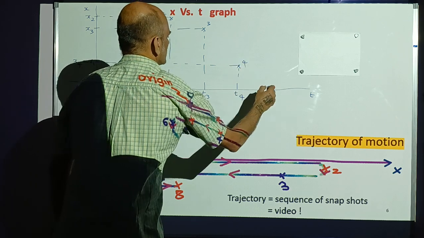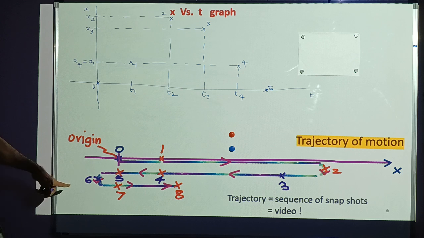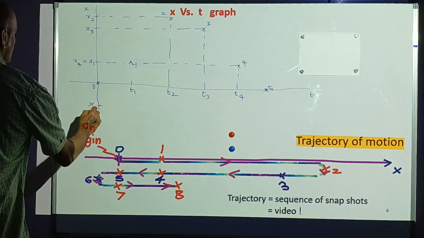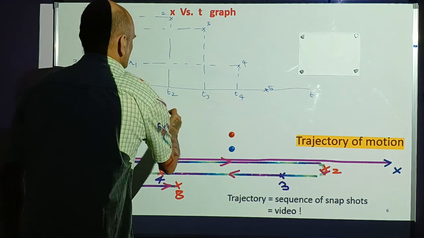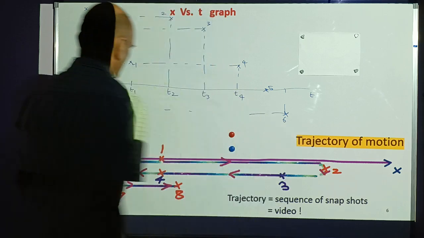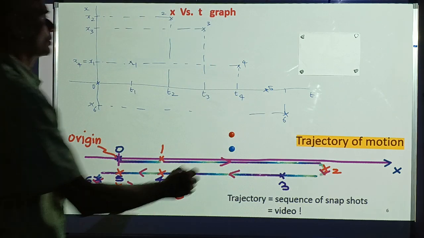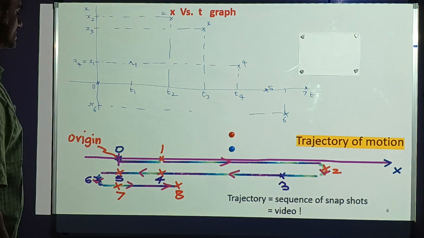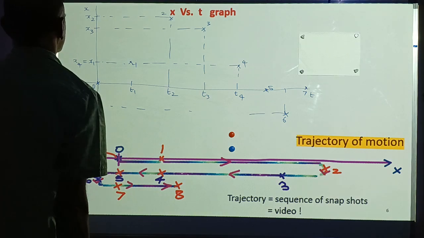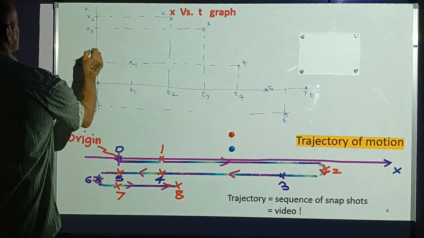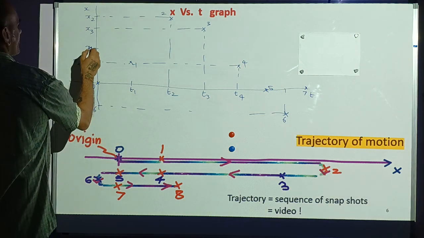This is 4. So this is 1 point. And at time t6, it's on the negative side of the x-axis. So this is x6, which is negative. So this is 1 point, point number 6. 7, it's again the origin. So this is point number 7. And 8, it is on the positive side, but it's greater than x1 and x4. But it's less than x3. So it's here, x8 is here.